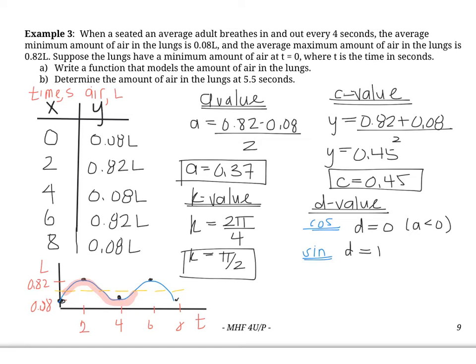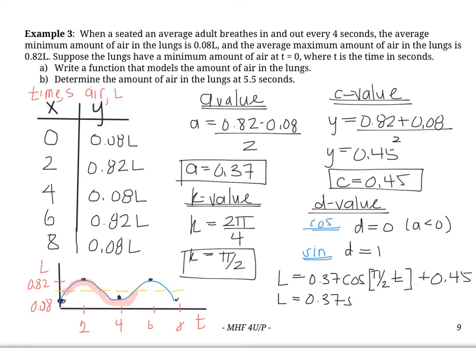So now we can do two different equations. If we put it all together, instead of y, we have L, or whatever you use to represent y. And our A value is, what was our A value? 0.037. Then if we use cos, our k value is pi over 2, but our D value is 0. And instead of x, I'm going to put t. So there's no plus or minus anything, because our D value is 0. And then it's been shifted up 0.45 units.